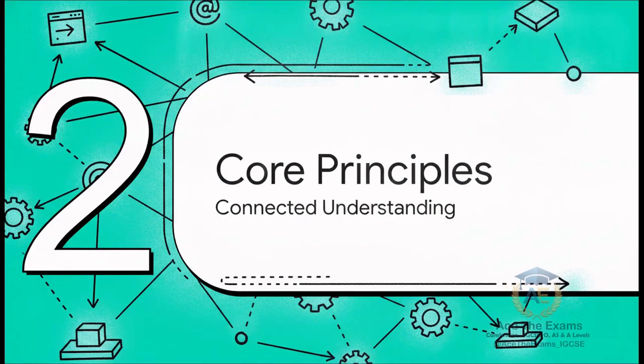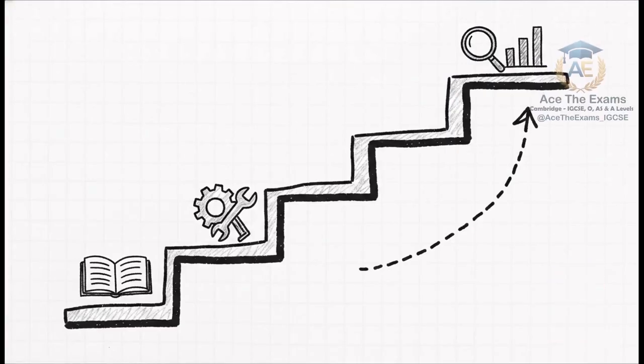Moving on to Section 2, Core Theoretical Principles. This is where we start building a deeply connected understanding of the system. So, Cambridge targets 3 distinct cognitive domains for this topic, and you need to conquer all of them.